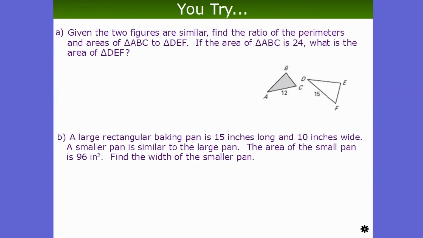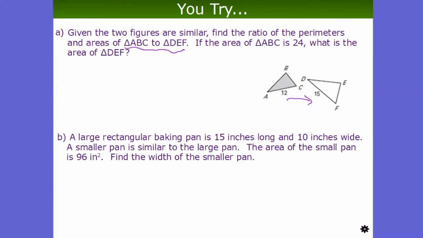We're given two similar figures, so triangle ABC and DEF are similar. Find the ratio of the perimeters and areas of triangle ABC to DEF. So you really need to read carefully here. When they tell you which way the ratio has to go, make sure you're giving your answer in that same direction. So here it looks like a small to big kind of ratio.